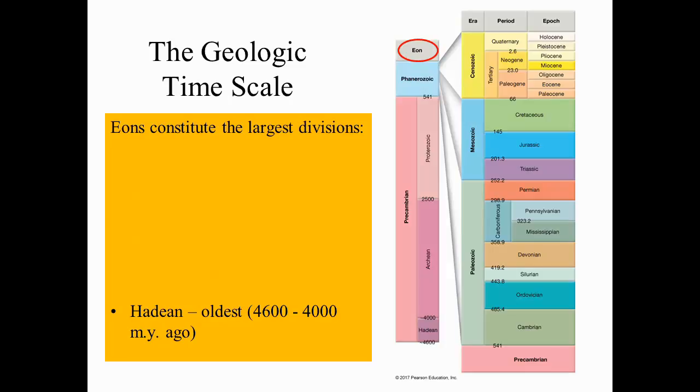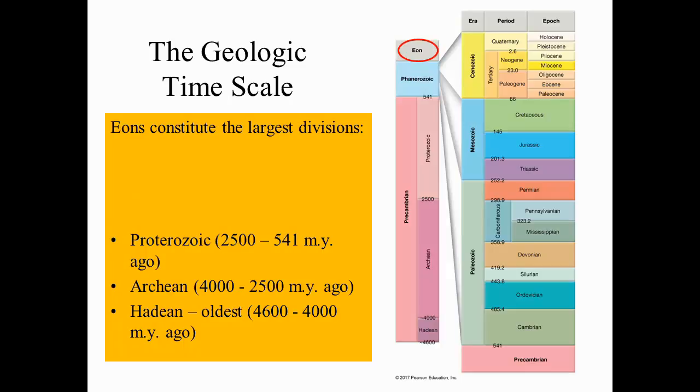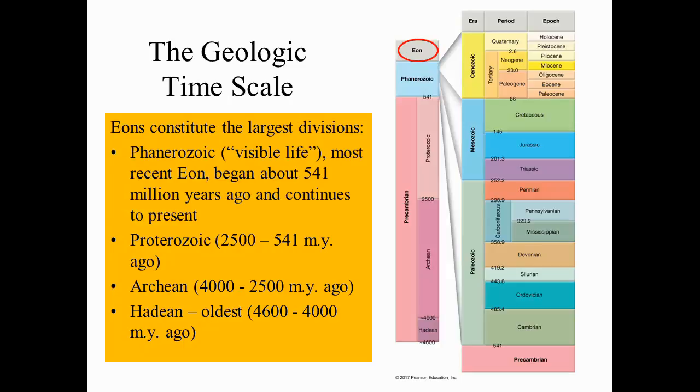Hadean, which is the oldest, ranging from the age of the Earth, 4,600 million years, to 4,000 million years ago. The Archean eon ranges from 4,000 to 2,500 million years ago. The Proterozoic from 2,500 to 541 million years ago. And then the most recent eon, the Phanerozoic, began 541 million years ago and continues to the present.